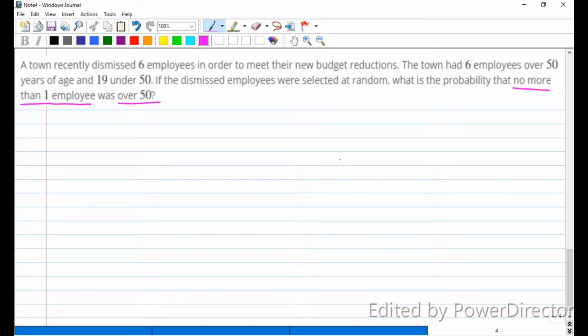So no more than 1. How could I write a probability that says no more than 1? How many people would be no more than 1? Less than or equal to 1. So, right, that's the probability that we have none plus the probability that we have 1.